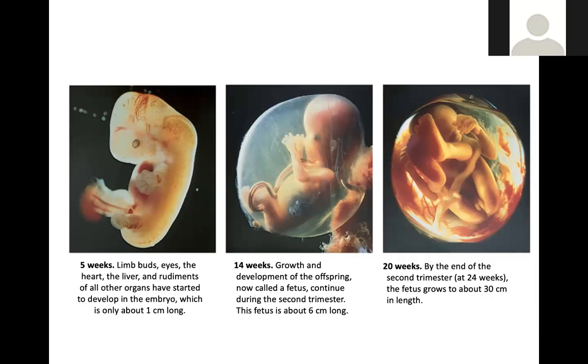This is very small. Then we talked about 14 weeks, which is growth and development of the offspring, now called a fetus. And it continues into that second trimester. The fetus is about 6 centimeters long at 14 weeks. Then we just started to see some pictures at 20 weeks. And by the end of the second trimester, which is at 24 weeks, the fetus grows to be about 30 centimeters in length.